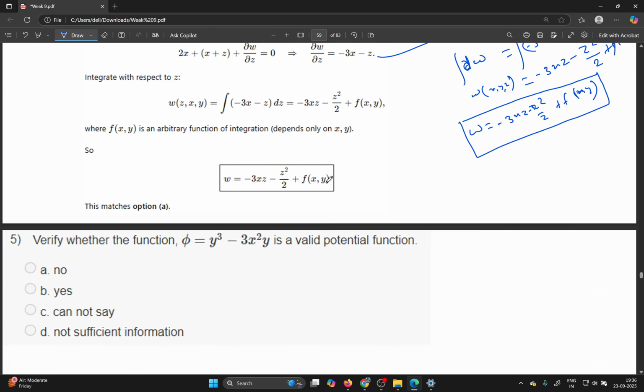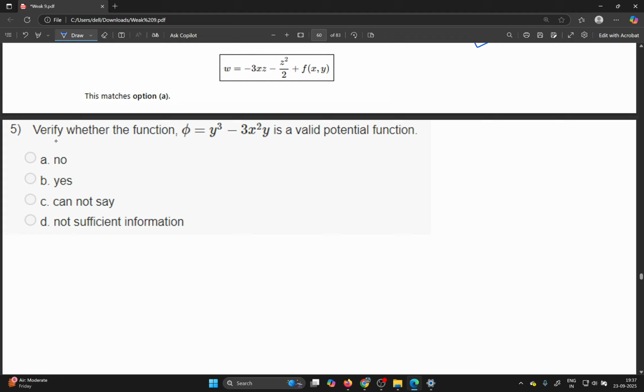Now the second question. The next question: verify whether the function phi = y cube minus 3x square y is a valid potential function. Yes, no, yes, cannot say, not sufficient information. Verify whether the function phi = y cube minus 3x square y is a valid potential function. So you have to verify.